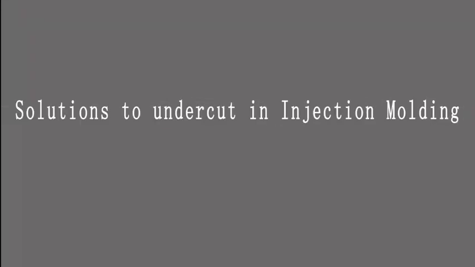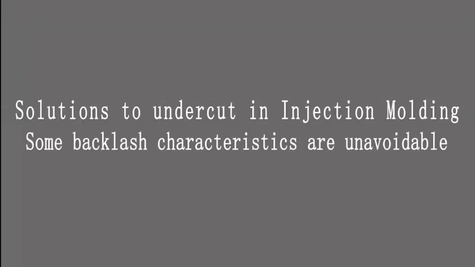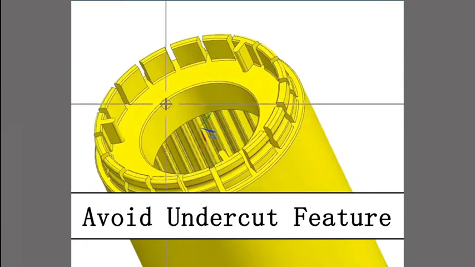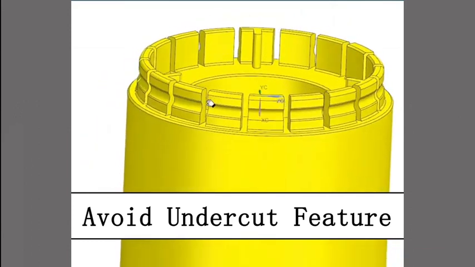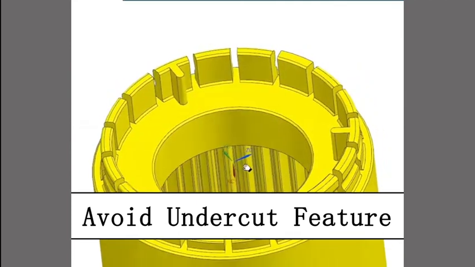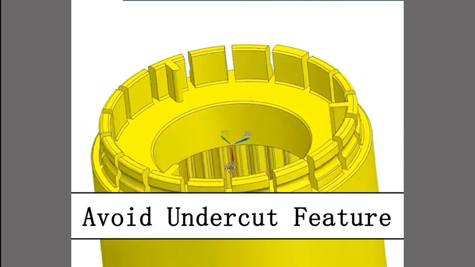In the injection molding process, it is important to avoid designs that have undercut features, as they can cause problems when removing the product from the mold, but sometimes these undercuts are necessary for the product to work properly. So, product designers need to learn undercut molding methods.